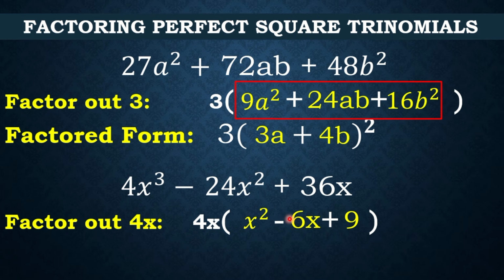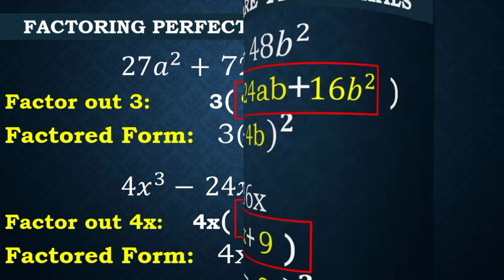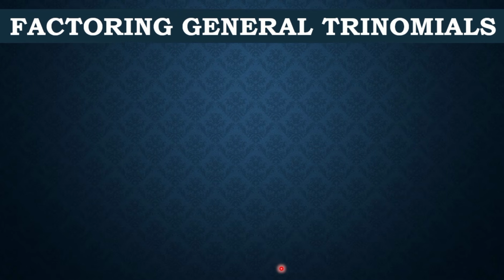Okay? Why? Kasi pag kinuha natin ang square root nito, which is x, at ito ay 3, pag tinimes natin sa 2, so 2 times x times 3, 6x. Okay? Lagi po tayong twice the product ha, para ma-check natin kung nag-satisfy siya sa ating middle term. Okay? So, therefore, our factored form is 4x. Kunin natin ang square root nito, x. And then ito, 3. So, this is our factored form. Okay? Next.